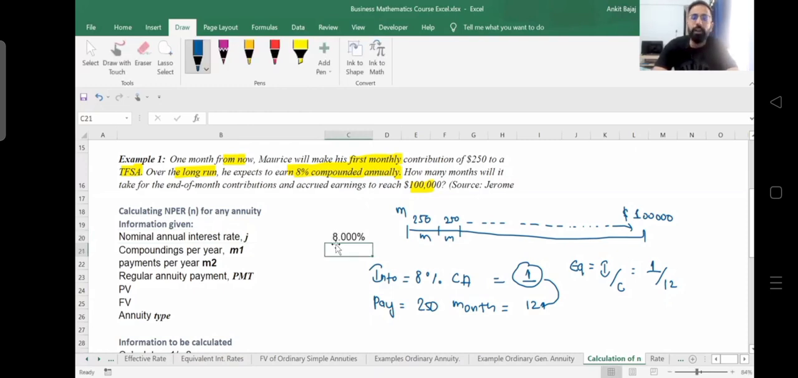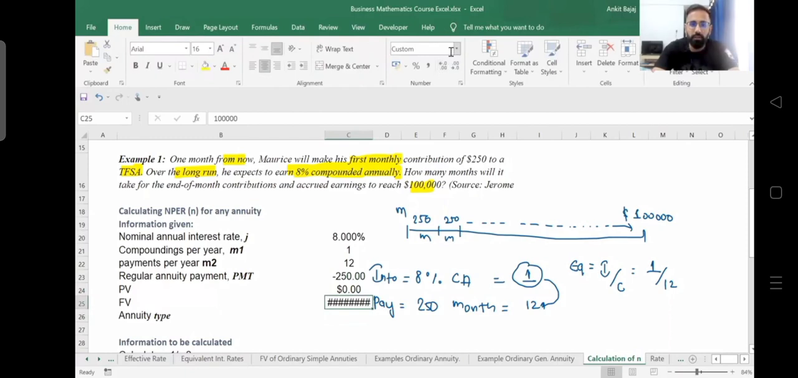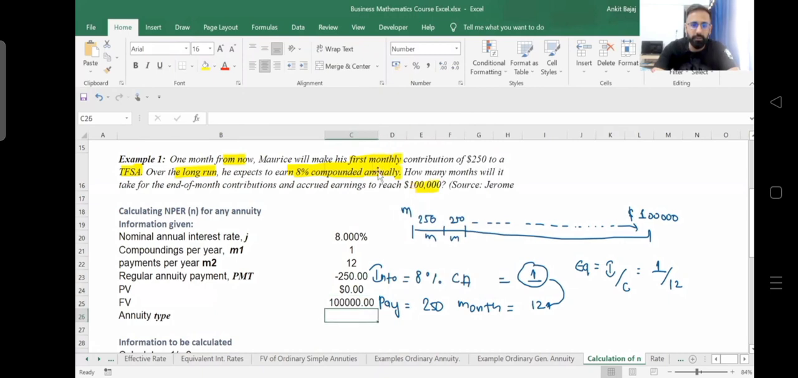So the nominal annual interest rate is 8%. Then compounding per year: interest is getting compounded once in a year, so we will write 1 here. Payments per year, we are making 12 payments. Morris is making 12 payments regularly. Annuity payment amount: Morris will be paying $250 every month, right? Present value is 0. Future value, how much amount does he want in future? It is given, $1 lakh. So PV is going to be 0 and the future value is going to be 1 lakh here, right? He wants $1 lakh at the end of the period, so we have to find the period.